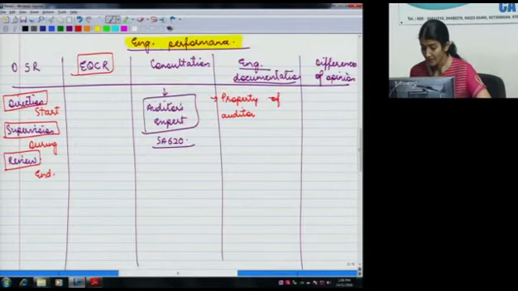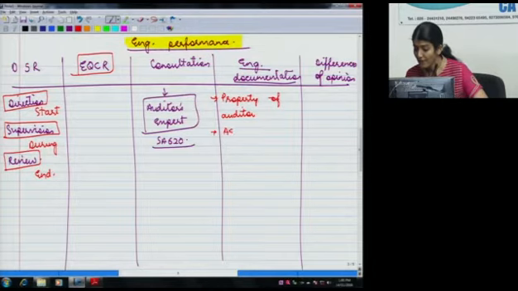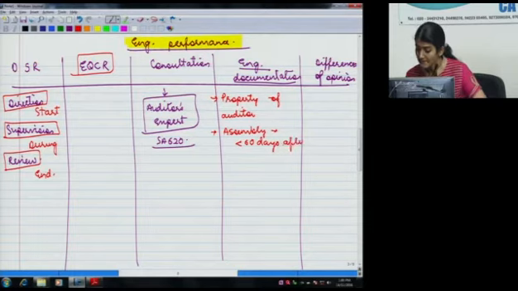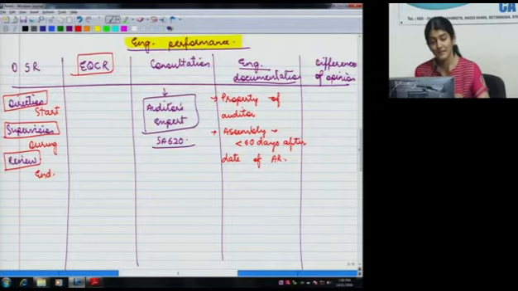Yes, what does it say? The assembly of the final audit file, not more than 60 days after the date of the auditor's report. Not more than 60 days after the date of the auditor's report. The assembly of the final audit file.